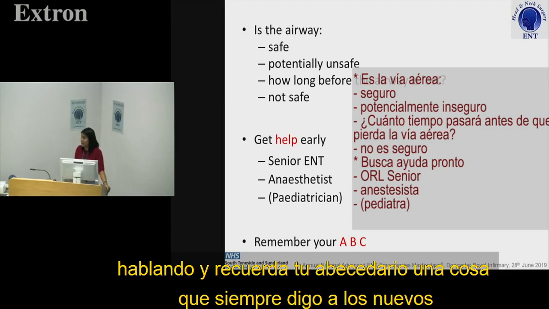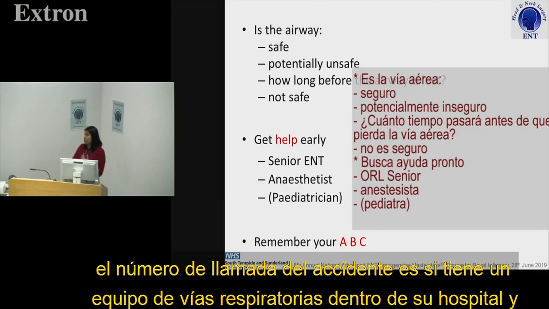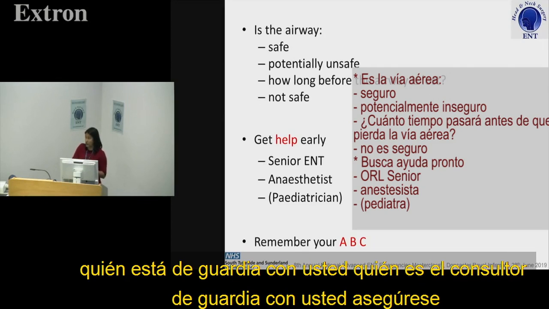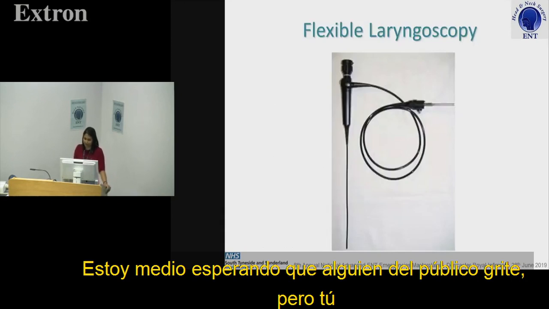And remember your ABC. One thing that I always say to the new junior doctors starting is whenever you start a shift, make sure you know what the crash call number is. If you've got an airway team within your hospital, an airway emergency team, which we have, what number to call, who's the reg on call with you, who's the consultant on call with you, make sure that you've got all of these numbers already written down and be prepared.